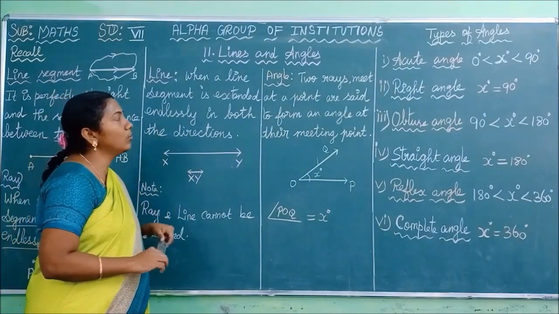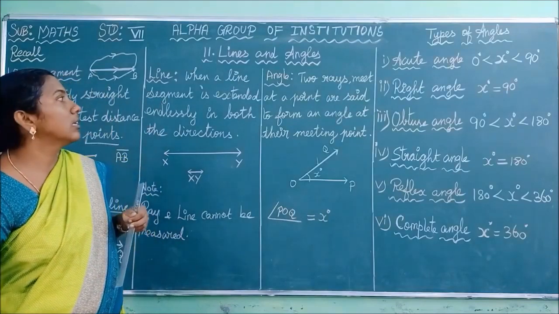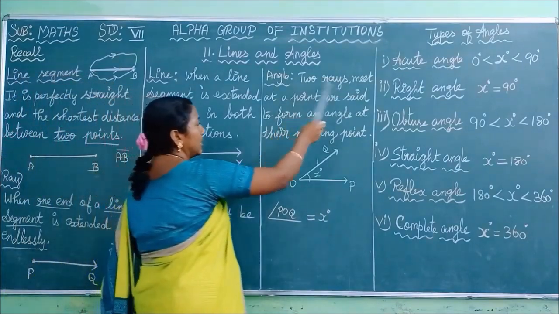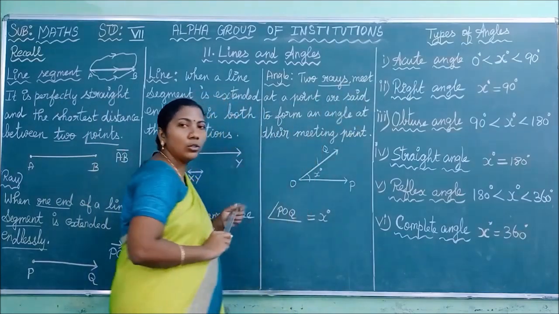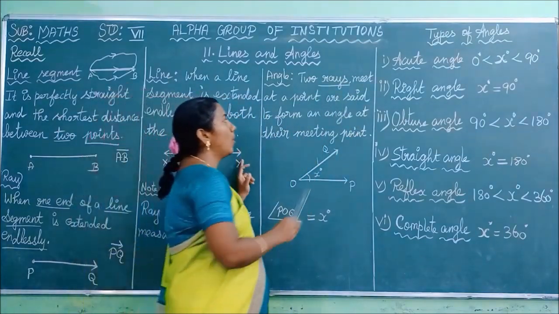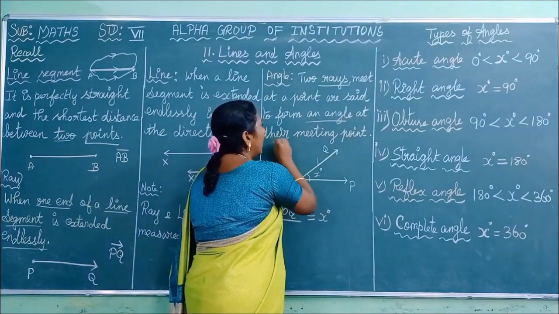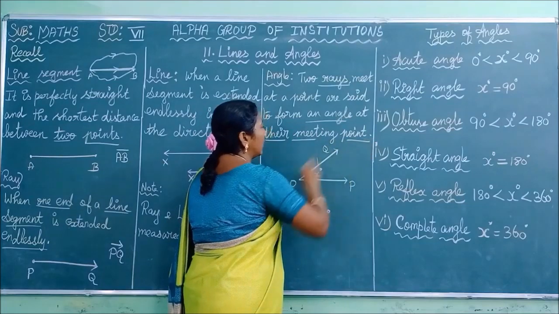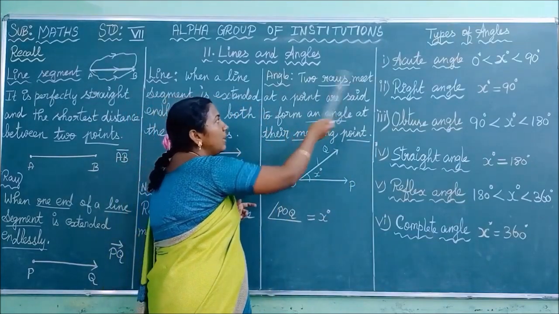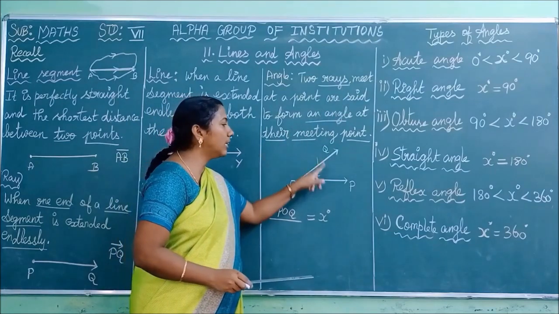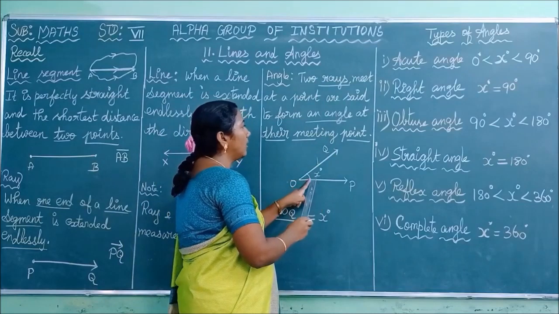Next we are going to see about angle. How can you get angles? Take two rays. Two rays that meet at a point are said to form an angle at their meeting point. Here, two rays. Two rays meet at a point are said to form an angle at their meeting point.